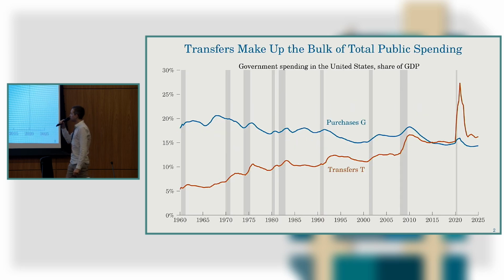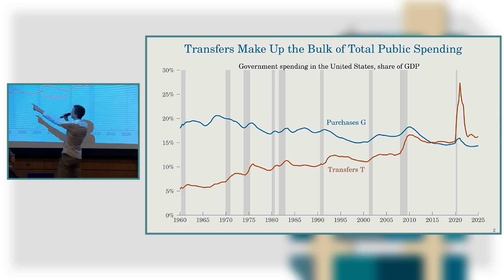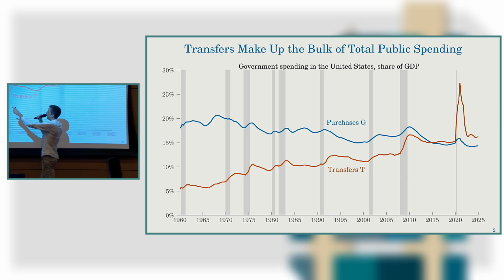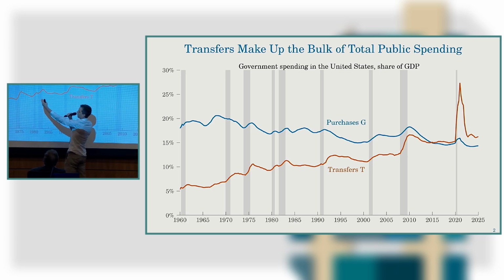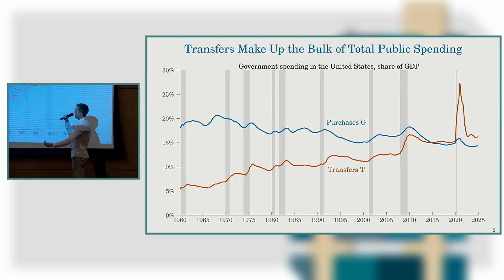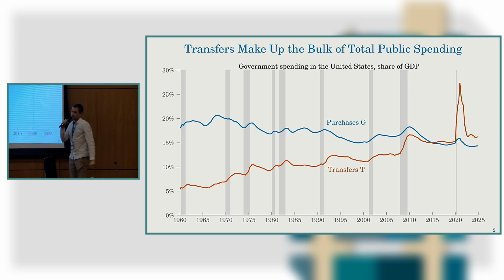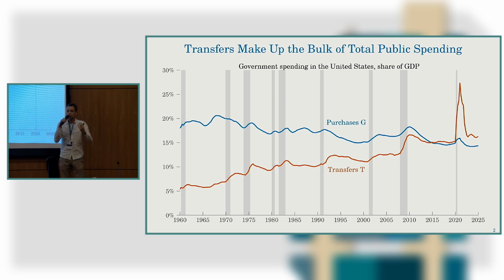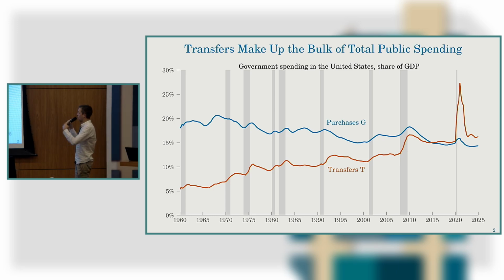And one reason is that in the past, this is transfers, this is government spending as a ratio of GDP in the US. And you see that in the past, purchases represented the bulk of total spending. But nowadays, transfers represent more than half of total public spending. And you see that in recessions, so this is the financial crisis, this is COVID, the red line increases way more. So governments respond, and this is not automatic stabilizers. These are new laws. This is with stimulus checks mostly, and transfers to the population to help support income in recessions.